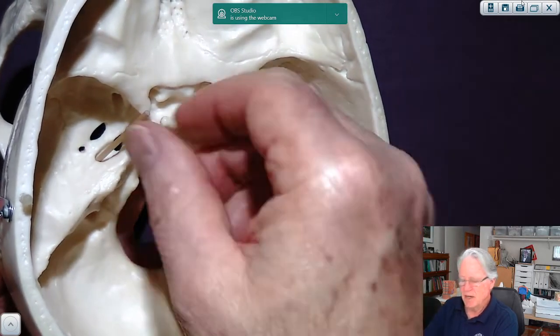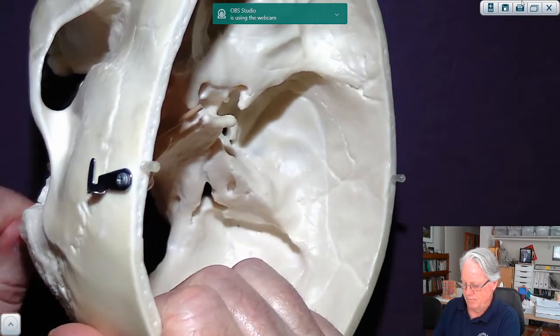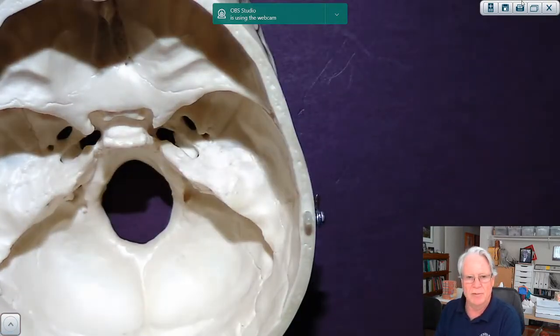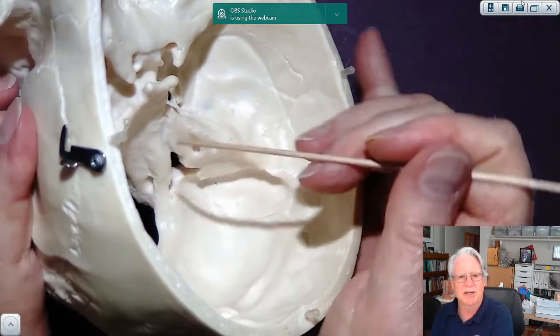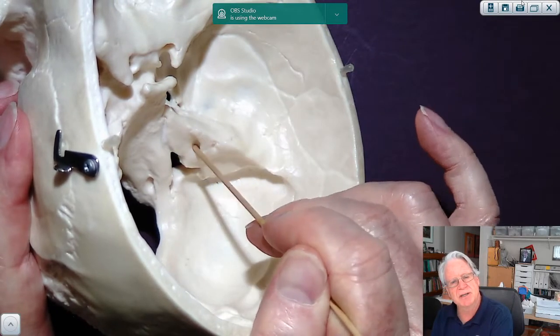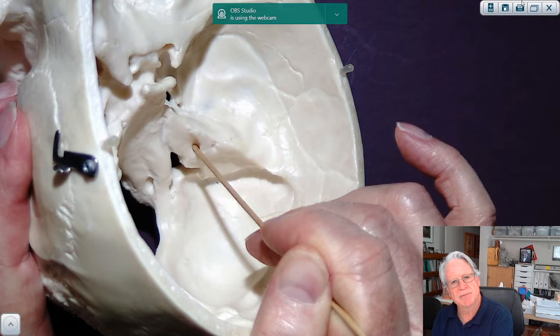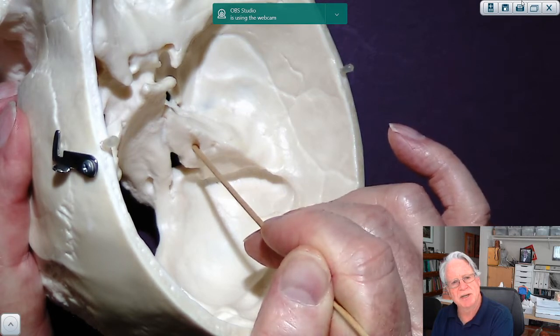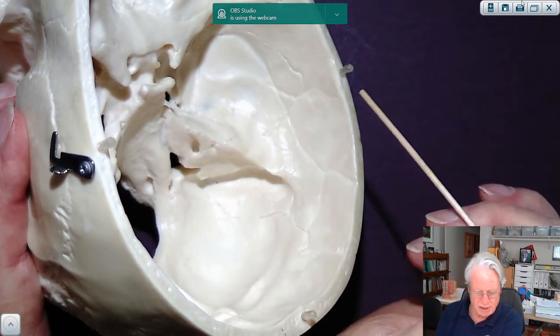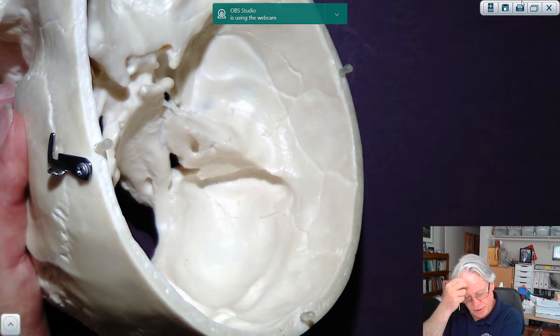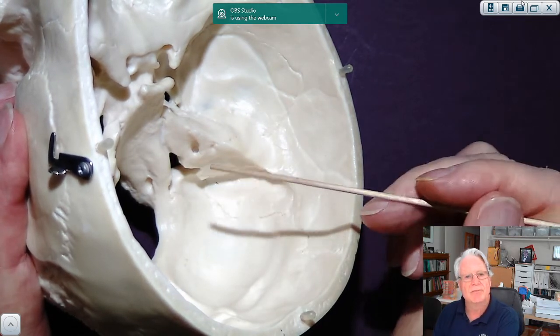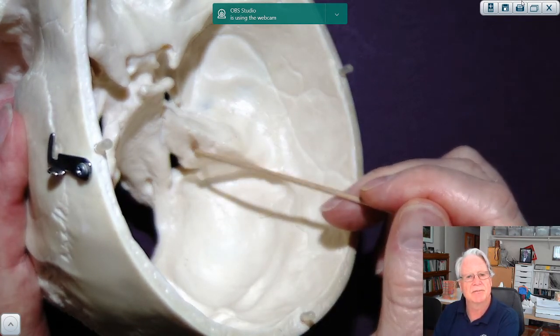Okay. And, by the way, I'll also point out the internal auditory meatus, which is right there. So that's my internal auditory meatus. And as you can see there, we've got the openings for the nerves, the two cranial nerves there.